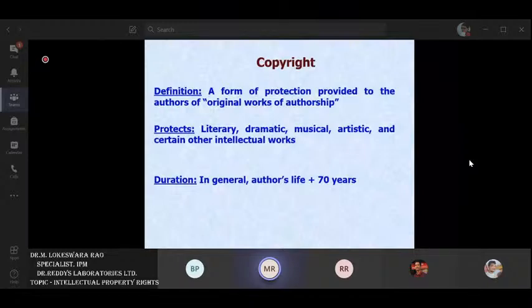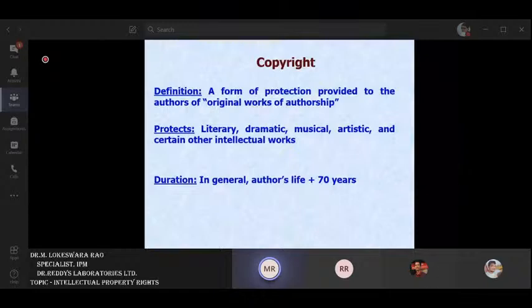The duration of copyright, in general, for the author who is writing, or who is making the movies, or whoever the author is, is the author's life plus 70 years. So it is a very long-term protected right.